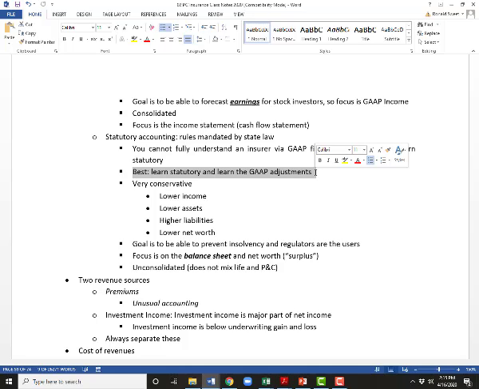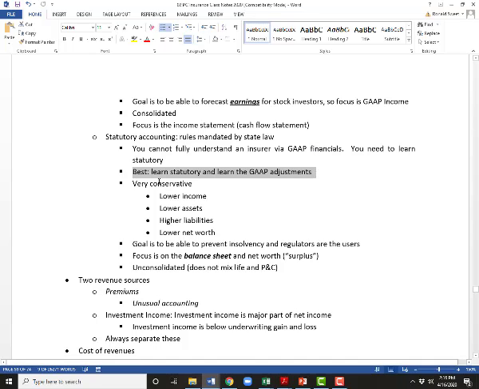And the way we did it is we prepared our statutory financials the way we always did, and then we did what we called GAAP adjustments to take us from statutory to GAAP. And we'll talk through some of those GAAP adjustments and what the differences are between GAAP and statutory. The biggest difference is the reserves, because the states require different levels of reserves than the SEC does.